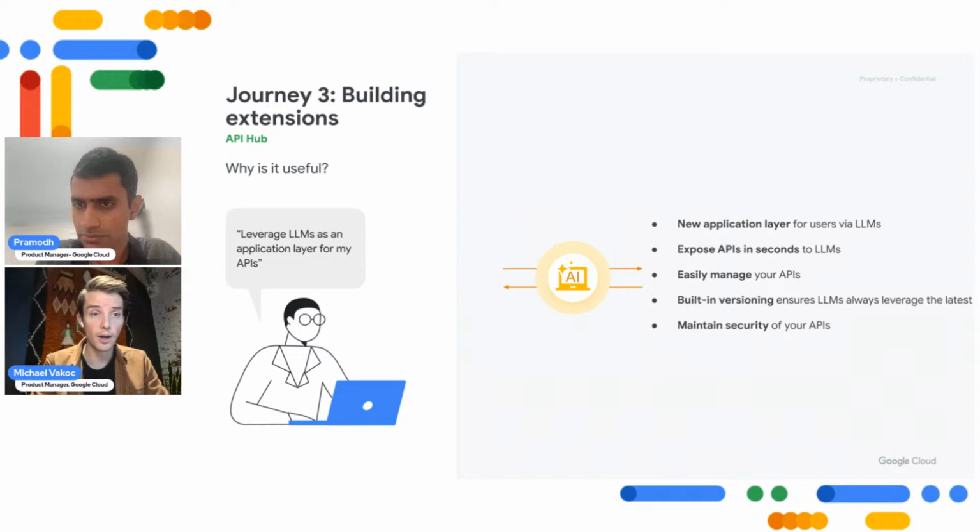We are not going to look at a demo for this one, but let's talk about why this is helpful. As I already mentioned, think about LLMs as another application layer for your users. You can expose those APIs that you already have to those LLMs in only seconds. You can easily manage the APIs using Apigee and API Hub with all the existing capabilities. So if you want to publish a new version of your API, you can ensure that not just your applications pick up that latest version, but also the large language models that have access to these APIs.